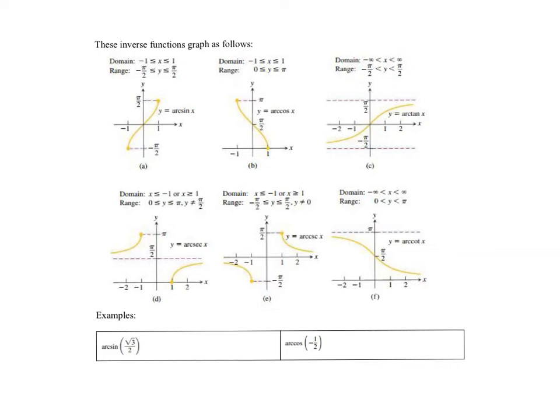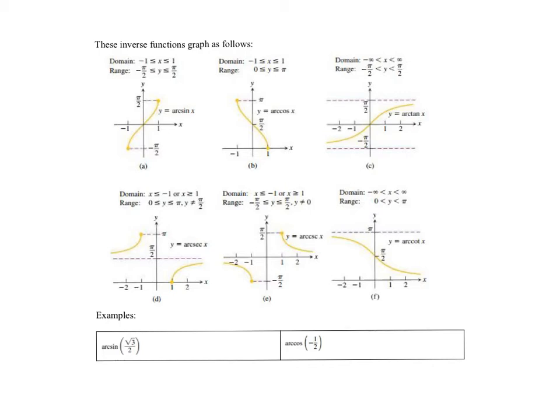Okay? So let's look at the examples. I've got an arc sine example and an arc cosine example because these are the ones that you might usually see. Sometimes you see arc tangent, but it's very rare that a problem will have arc cosecant or arc secant. So here we're going to focus on the arc sine and the arc cosine.